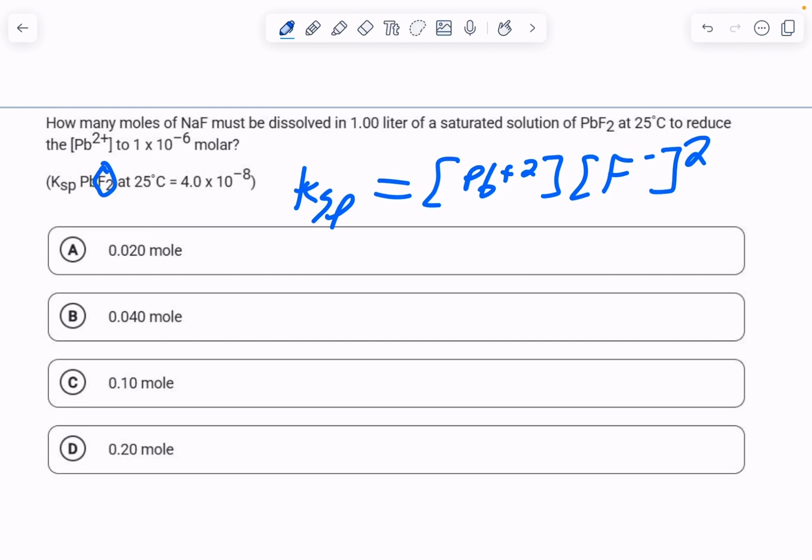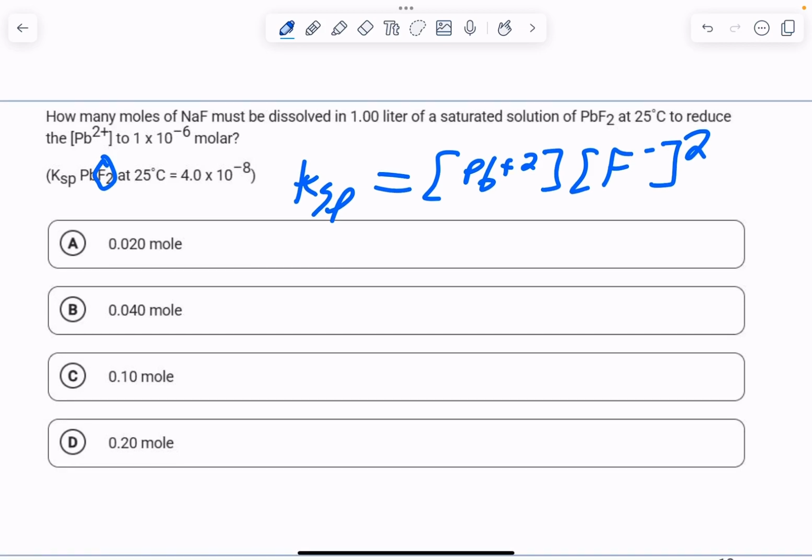There's 2 ions here for every 1 lead. So when we write out the reaction, we would have 2 fluoride ions, so make sure that it's squared in your KSP. Okay. We do know the KSP, so I could replace that KSP with 4 times 10 to the negative 8th. And what are we looking for? We're looking for how many moles of NaF we need to figure out how much it will fit in the solution. So the one ion that we have in common with NaF is the fluorine concentration.